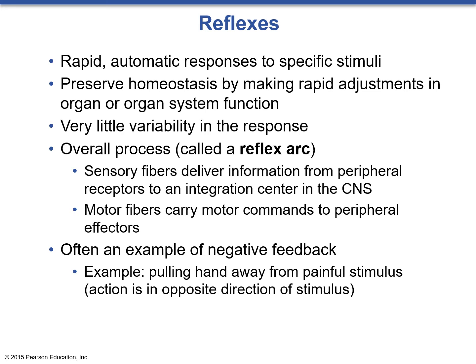The overall process of a reflex occurring is called a reflex arc. Here, sensory fibers will deliver information from the peripheral receptors to an integration center in the central nervous system. The motor fibers from the central nervous system will then carry those motor commands out to the peripheral effectors, either a gland or muscle. This is often an example of negative feedback. One of the best examples is, of course, pulling a hand away from a painful stimulus. If you touch a hot stove, you are pulling it away. So the action is in the opposite direction of the stimulus.